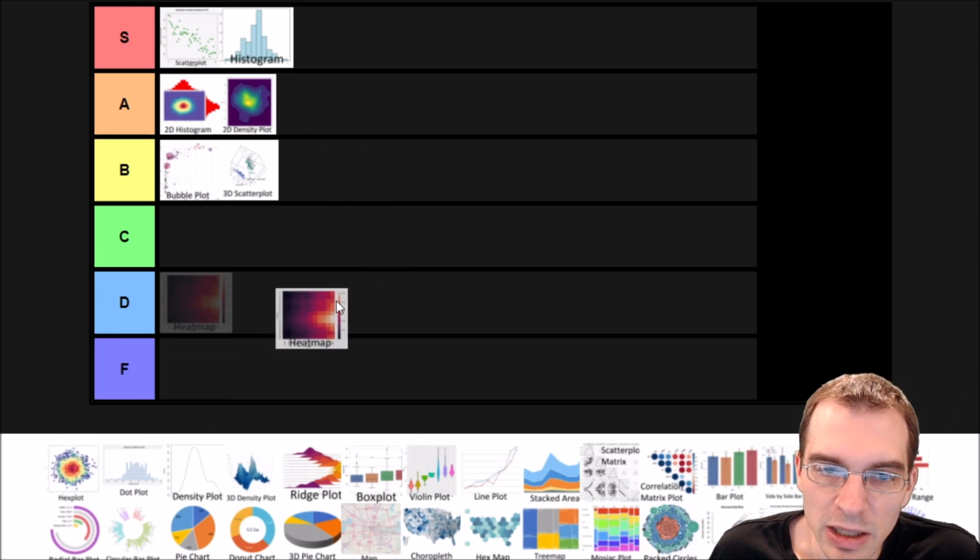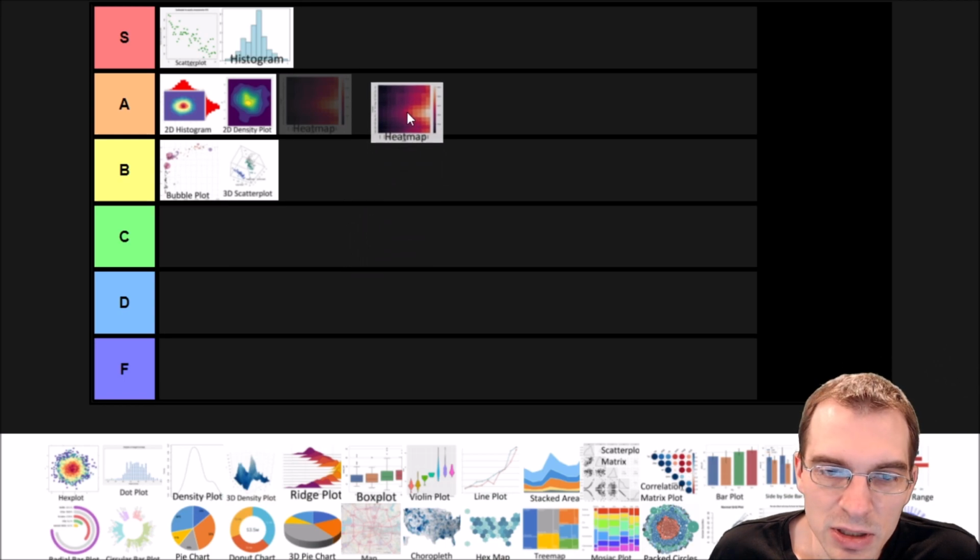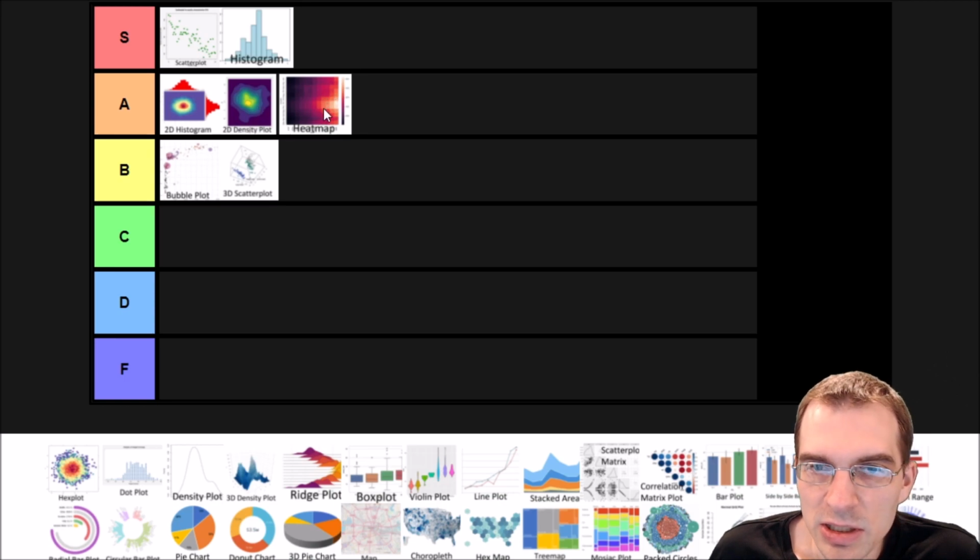And again, heat map is very similar to this. The 2D density is just kind of a continuous curved version of a heat map, and you'll see heat maps all the time as well. So this is pretty useful. I'm going to put that at A tier as well.